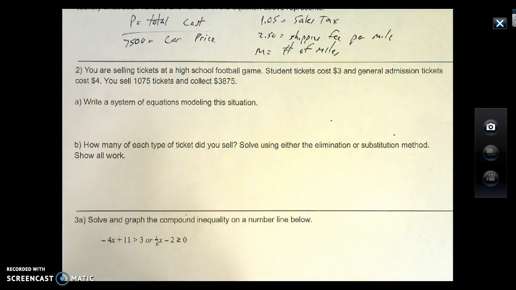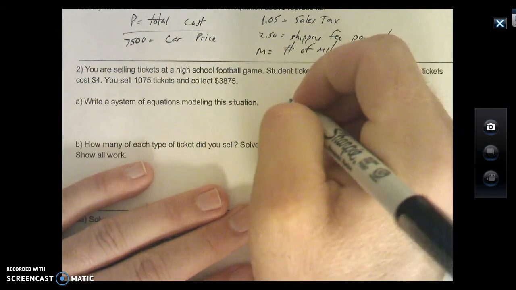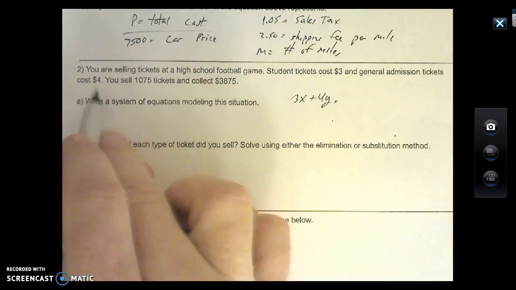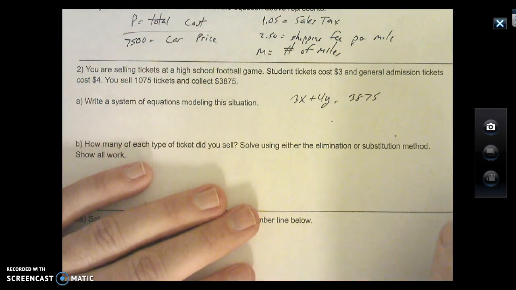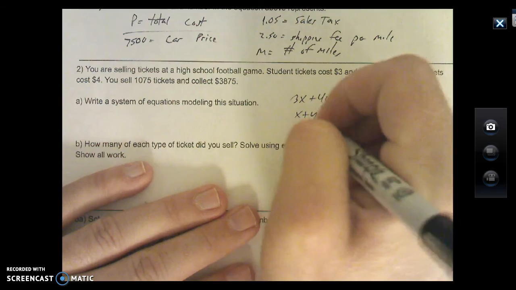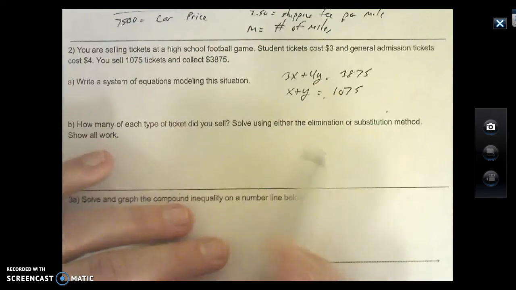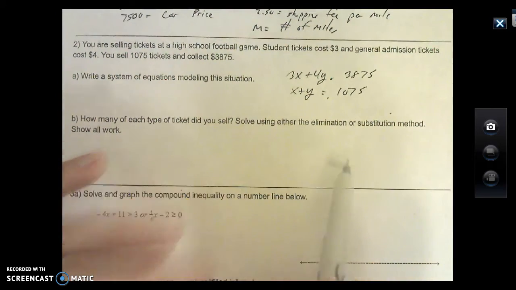Okay. You are selling tickets at a high school football game. Student tickets cost $3 and general admission tickets cost $4. You sell 1,075 tickets and collect $3,875. So 3x plus 4y, the money and the money equals the money, 3,875. My second equation is just x plus y equals 1,075. Okay, now that will get you half the points there. How many of each type ticket did you sell? Solve either using elimination or substitution.